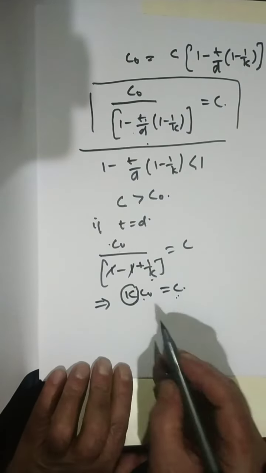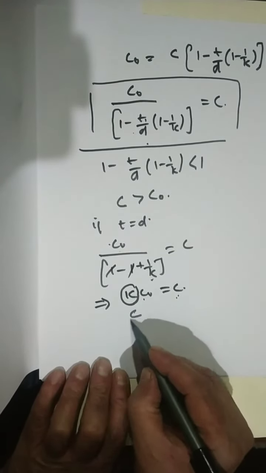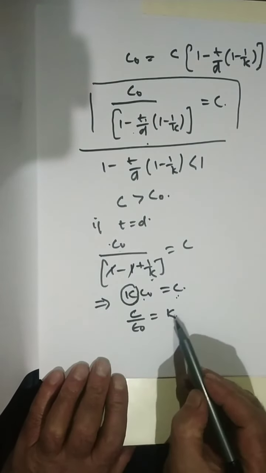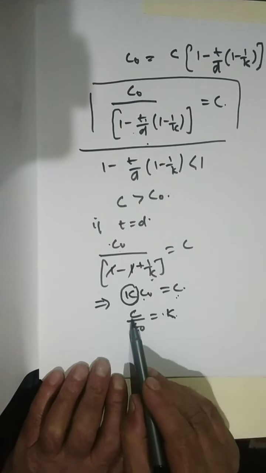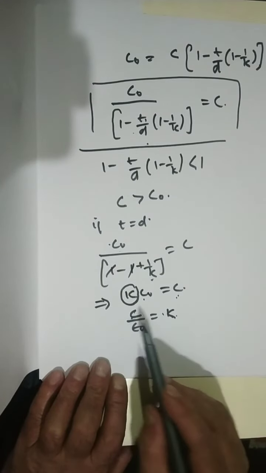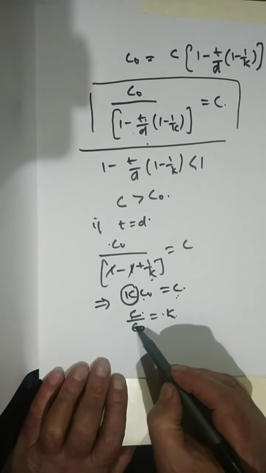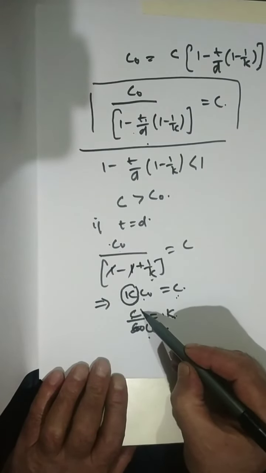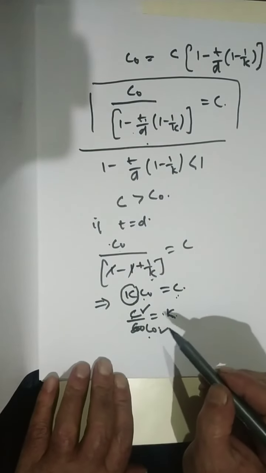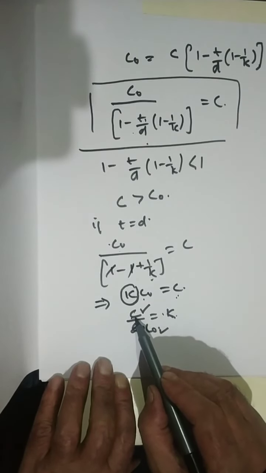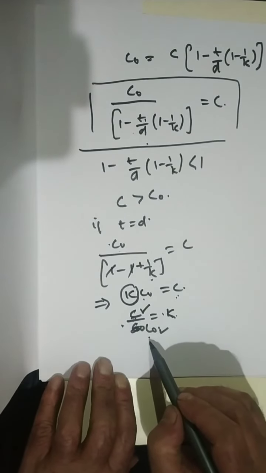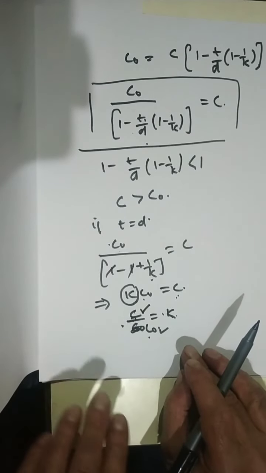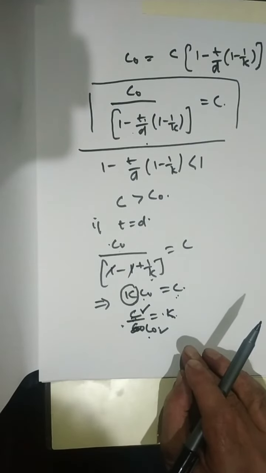Again, we can also write C by C0 is equal to K. So there is one more definition of dielectric constant: it may be defined as the ratio of the capacity of a parallel plate capacitor with dielectric to the capacity of the air capacitor. This one is of the air capacitor, and this one is with dielectric. So the ratio of the capacity of a parallel plate capacitor with dielectric to the capacity of the parallel plate capacitor with air in it, or air capacitor.